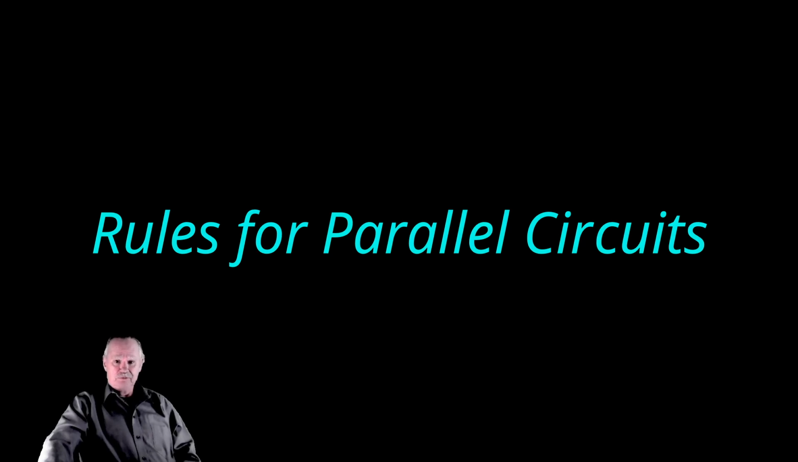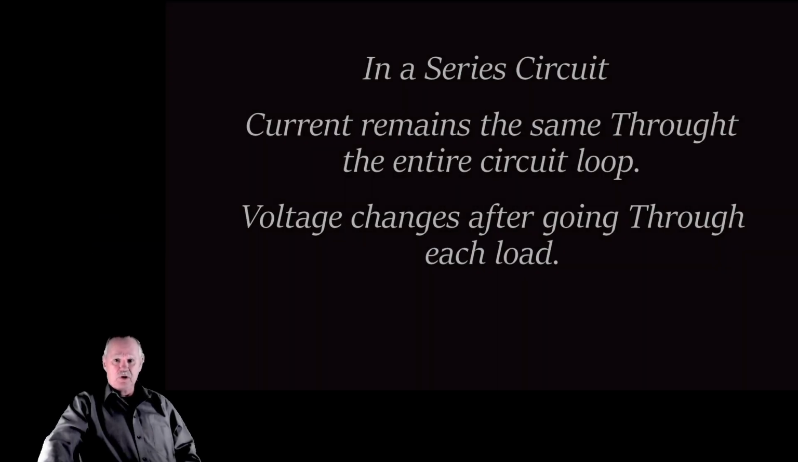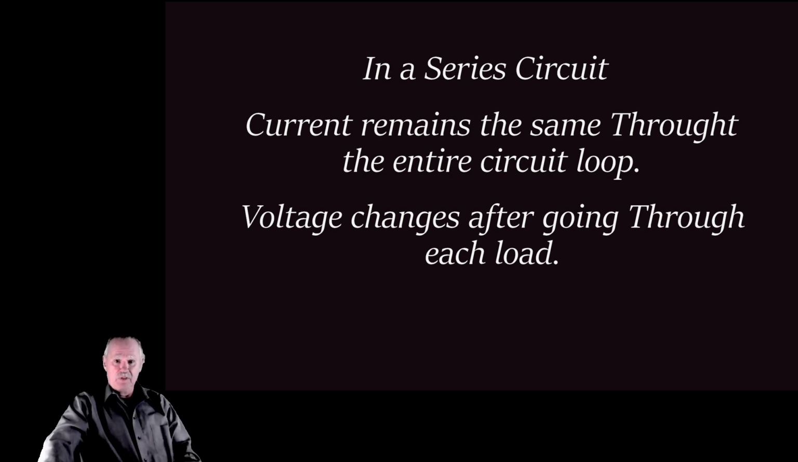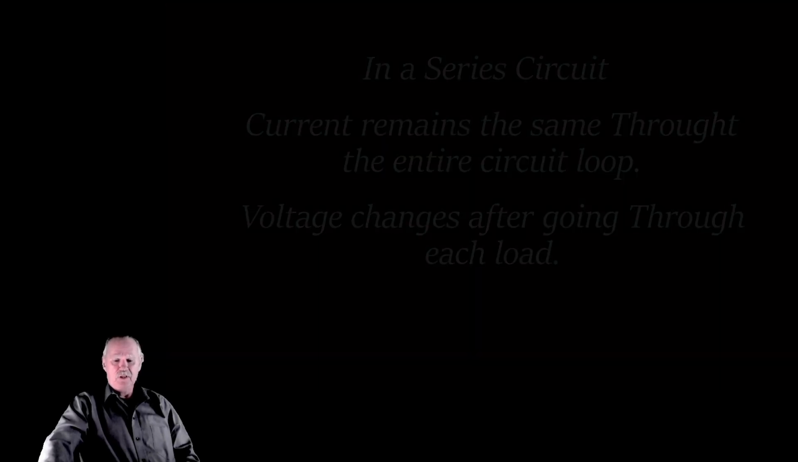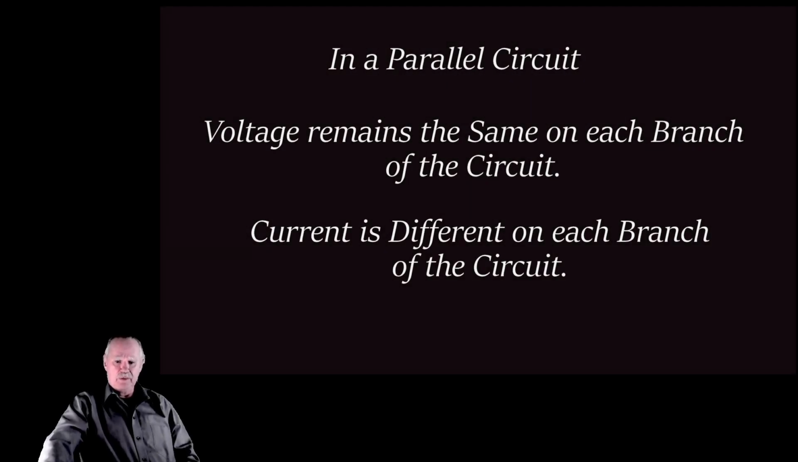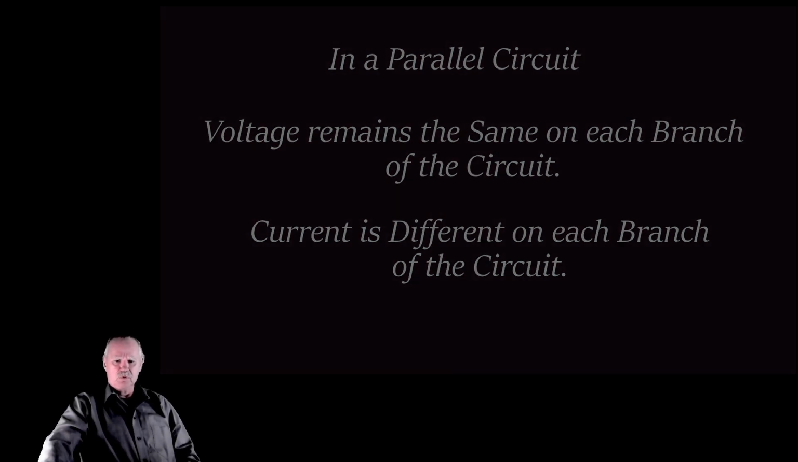The rules concerning parallel circuits are exactly the opposite of those rules that we have for series circuits. Number one, in a series circuit, the current remains the same throughout the circuit and the voltage changes as it goes through each branch. In a parallel circuit, however, the voltage is exactly the same for every branch and the current varies for every single branch. So these are important rules that you need to remember about parallel circuits. It will be important when you're doing calculations.